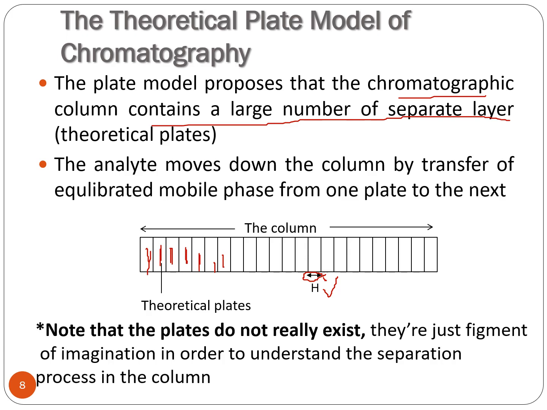So note that the plates do not really exist. They are just a figment of imagination in order to understand the separation process in the column. So actually this theoretical plate inside the column does not exist, we cannot see it with the naked eye, but it is done theoretically in order to understand the separation process in the column. Okay, at each plate, as it moves to the next plate, separation occurs. Why? Because of the transfer of equilibrated mobile phase from one plate to the next.